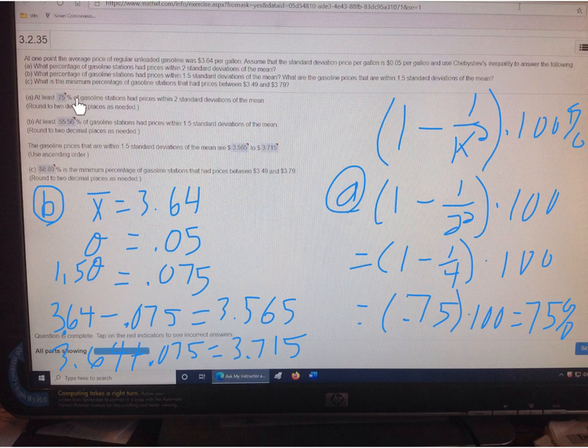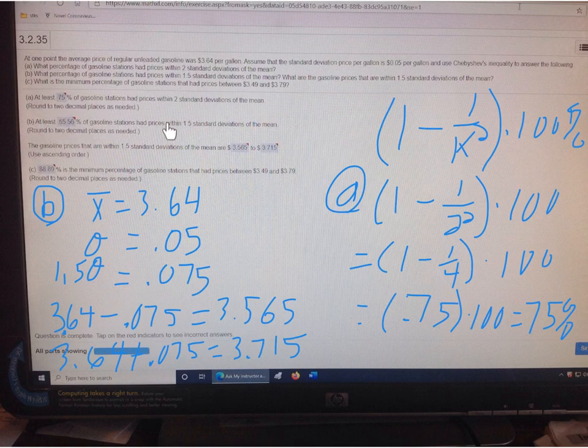Okay, so at least blank percent of the gasoline had prices within 2 standard deviations of the mean. Okay, so here's the formula. It's 1 minus 1 over k squared, times a quantity, that times 100. So k is just the number of standard deviations. So for part A here, you put in 2 there. Pretty straightforward. I mean, that's a fourth. 1 minus a fourth is 0.75, times 100, I mean, 75%. So it's just a matter of plugging in and doing arithmetic, and that gives you this part A.